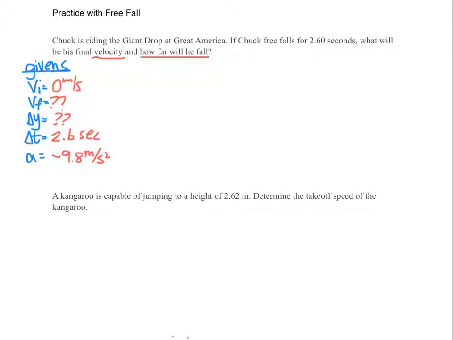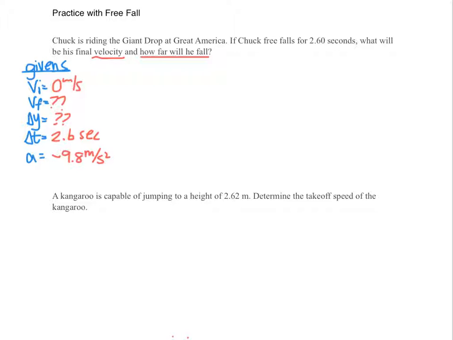So here is the list of givens on the left here. Initial velocity is 0, final velocity we don't know, but we're looking for change in y, or vertical displacement, which is going to answer how far he's going to fall. Change in time is 2.6 seconds, and acceleration is negative 9.8 meters per second squared, because this object is in free fall. It tells us right here in the problem.